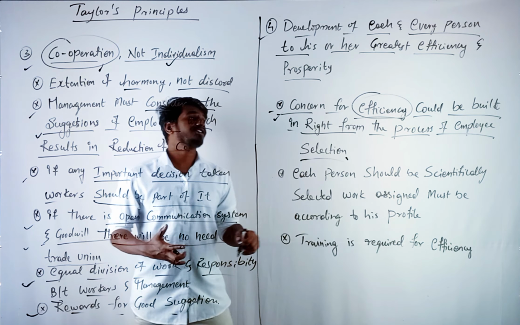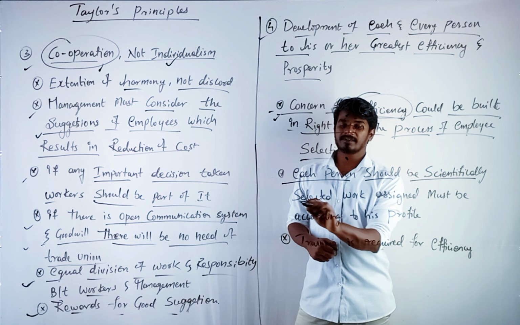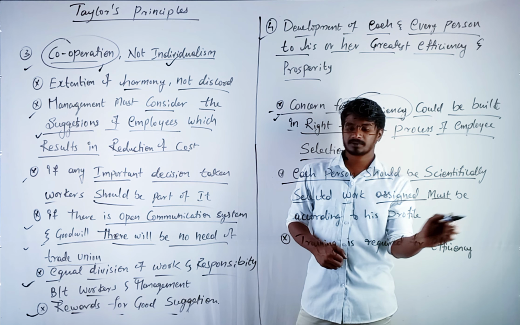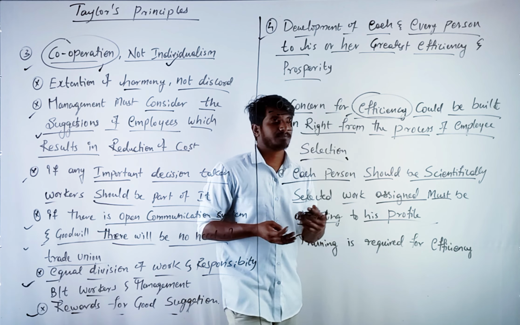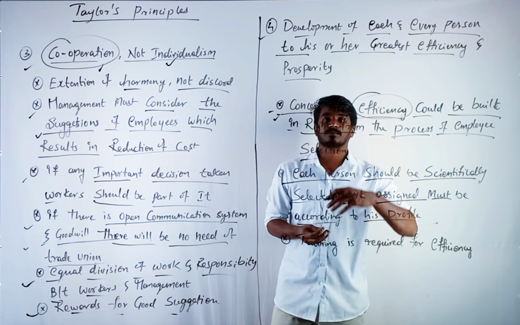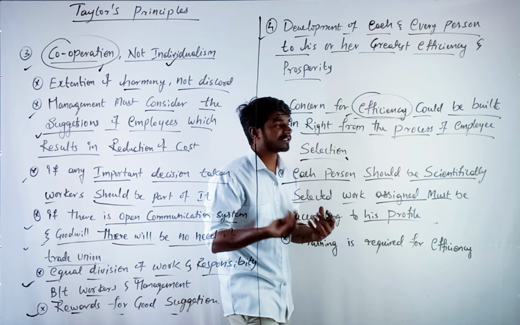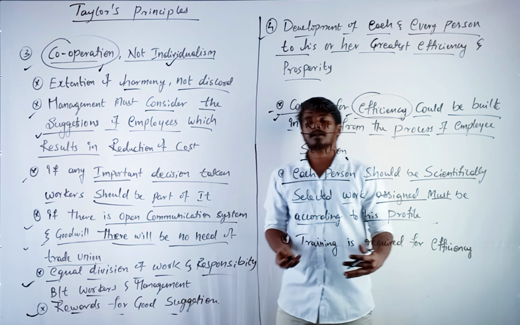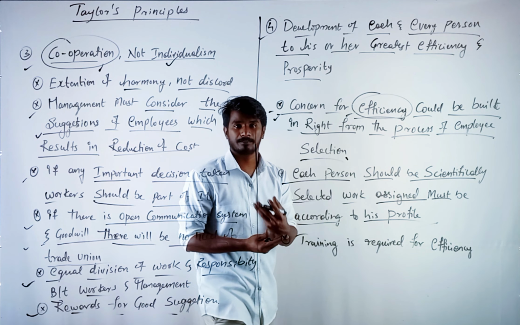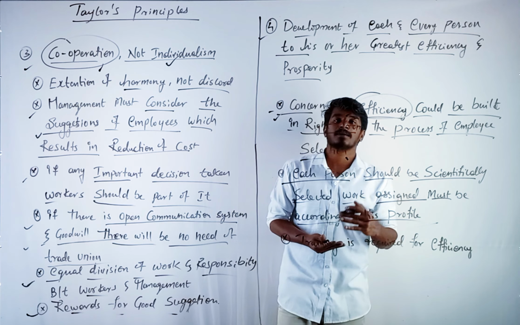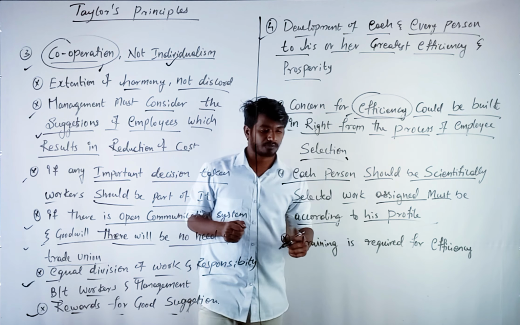So like that, efficiently we should hire the employees, and each person should be scientifically selected. Work assigned must be according to his profile. Whatever the job task in the production department, that cannot be assigned to a sales department person, or a sales department person cannot work in the production department, right? We should make sure that whatever task is given to him must suit his profile, right? Then only he can work efficiently and we can make profit out of it.